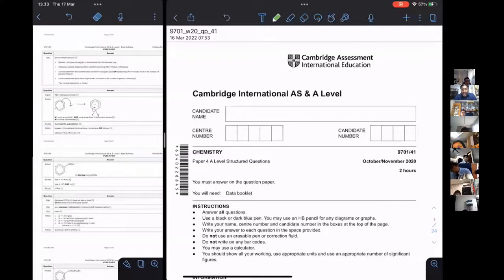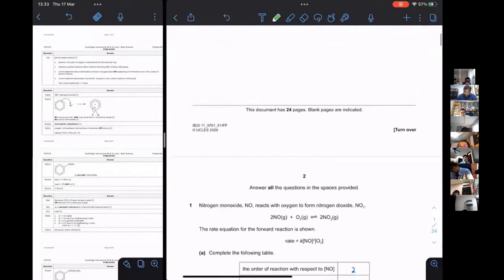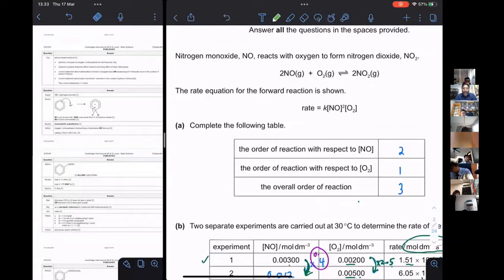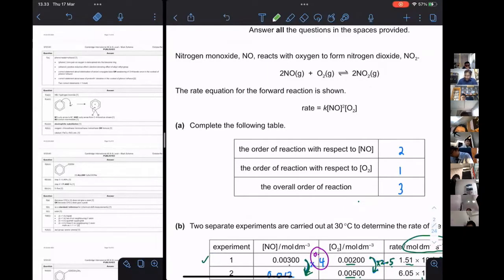We are going to look at the October-November 2020 paper 4.1. So let's actually begin. The first question is going to be about rate of reaction. Nitrogen monoxide reacts with oxygen. They have given this equation over there. What we need to do, by using the rate equation, is find out the order of the reaction. This is quite easy.